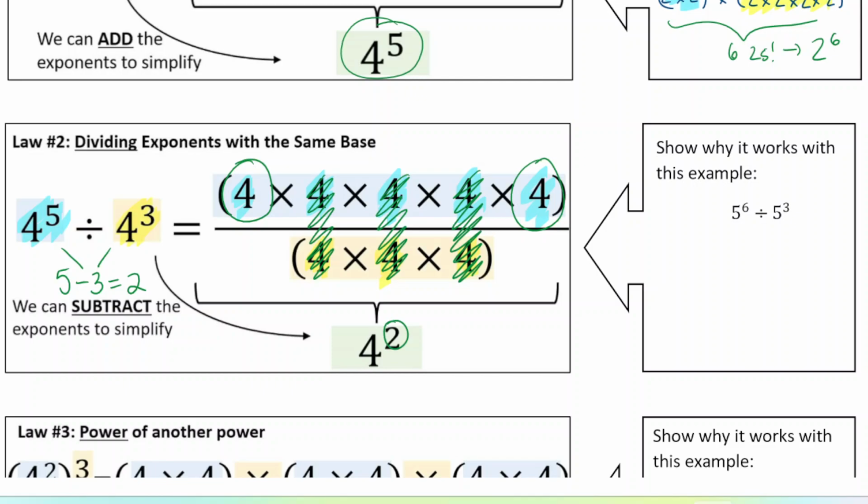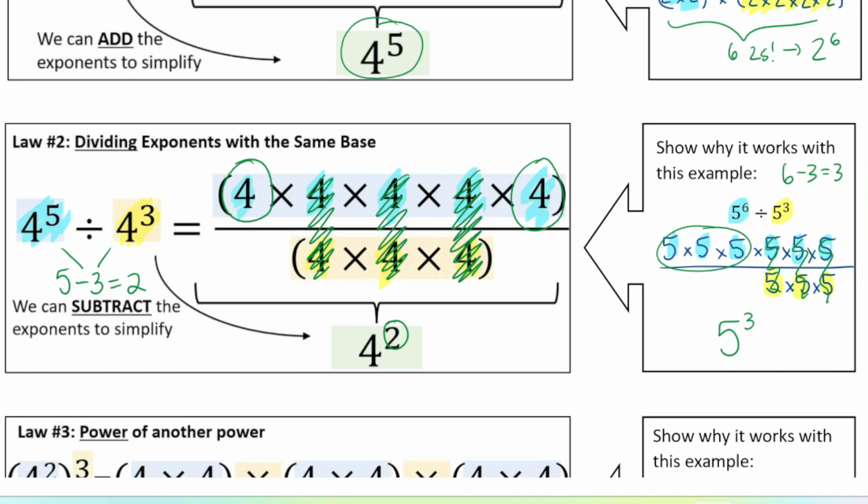Let's show why it works with another example. You could pause the video here and do this on your own, or you can do it with me. Let's divide 5 to the power of 6 by 5 to the power of 3. Again, very important that the bases are the same. So 5 to the power of 6 would be 6 5's being multiplied together. Right? 1, 2, 3, 4, 5, 6. And 5 to the power of 3 would be 3 5's being multiplied together. 1, 2, 3. And we can see those cancel out and we're left with 5 to the power of 3. And we can see that 6 minus 3 equals 3 also. So the rule works. What we do is we subtract the powers because of this canceling out effect.